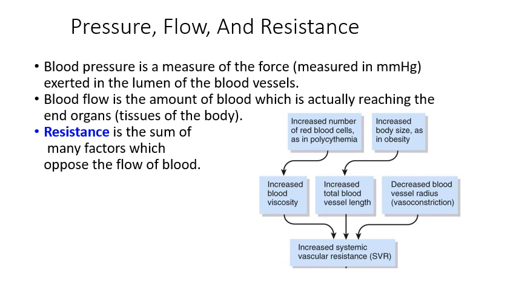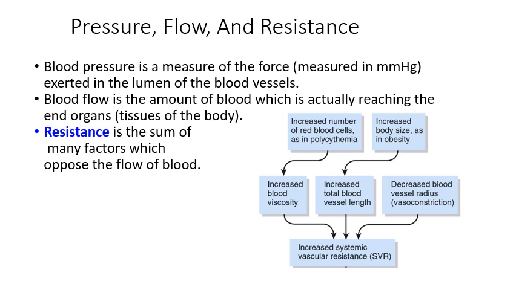Now that's different from blood flow. So blood flow is different. This is the amount of blood that's actually reaching the tissues of your body, right? So blood flow is actually the important thing, right? Blood flow is what we need in order to stay alive. We need to get blood to flow to all the tissues in the body.